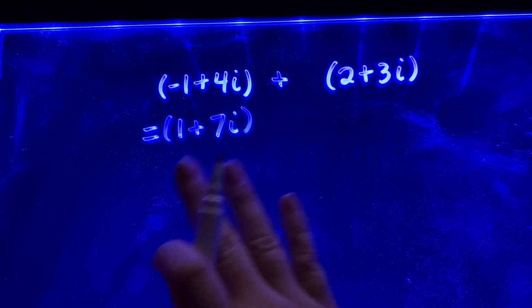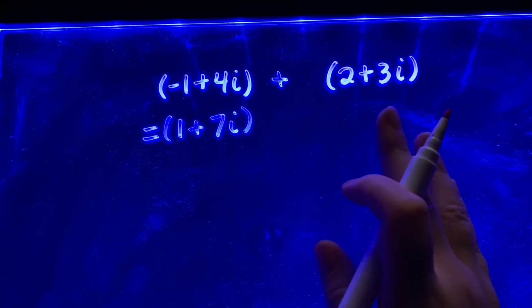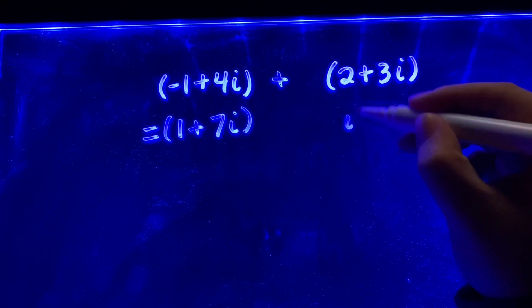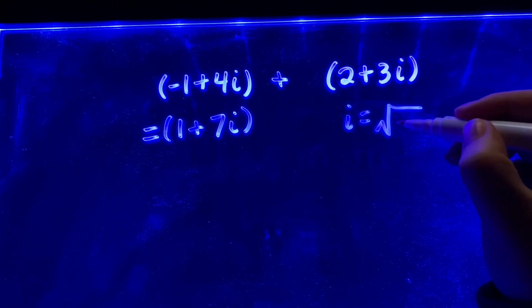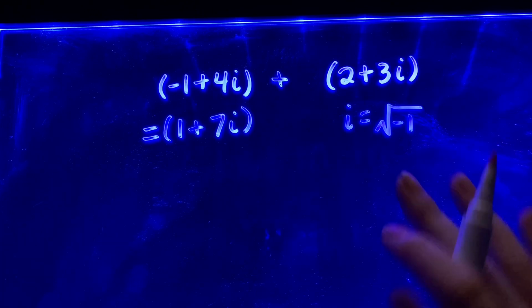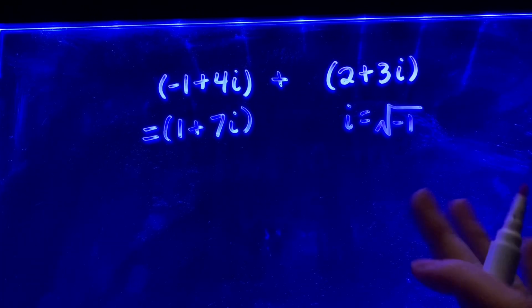Straightforward, pretty good. It looks like algebra. Combine the i's like you would in algebra. Just remember, imaginary i is the square root of -1. Good, good.